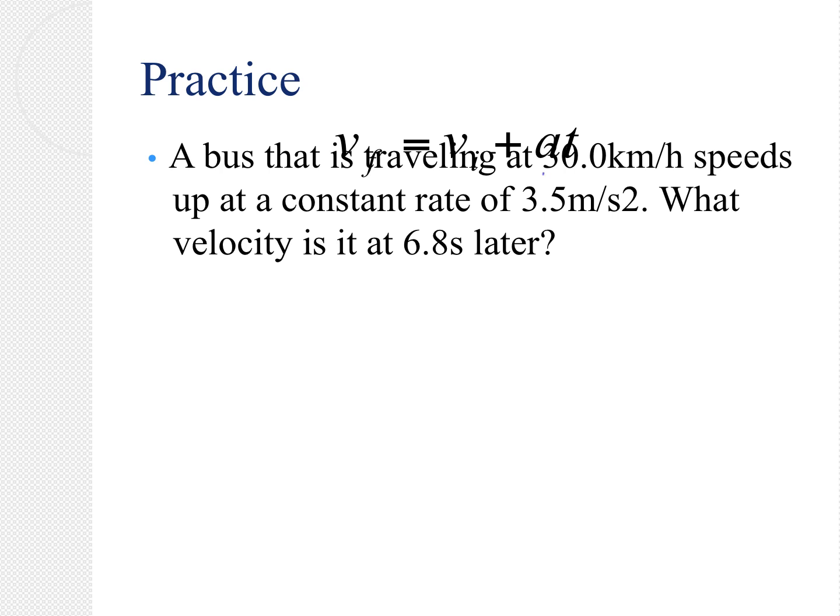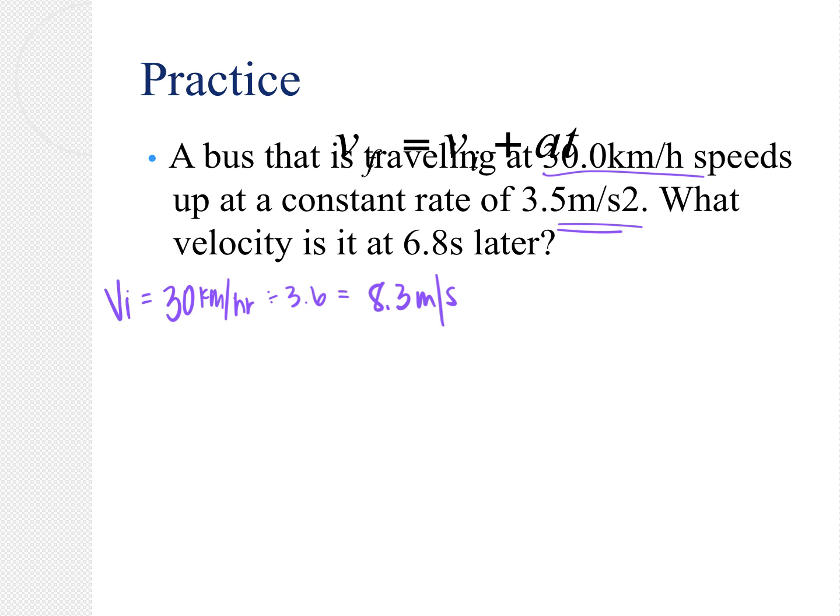The bus is traveling 30 kilometers per hour. Tell me what variable does that represent for me? Initial velocity, good. And do you think I want to keep it in kilometers per hour? No, I want to go ahead and convert that, because my acceleration is meters per second squared. So I'm going to divide that by 3.6. And that gives me about 8.3 meters per second.